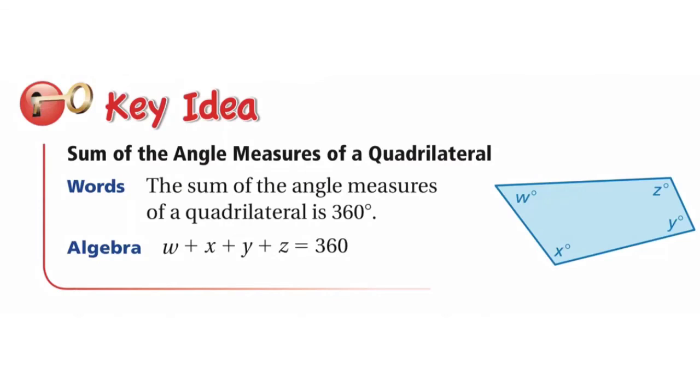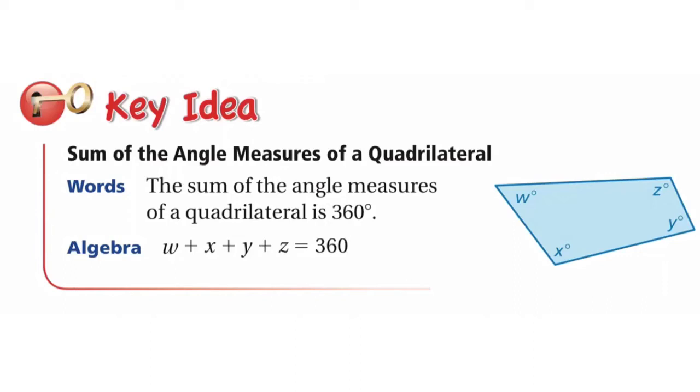The second key idea for this section is that the sum of the angle measures of a quadrilateral is always 360 degrees. Now, I don't often remember that, but what I do remember is that a square is a perfect quadrilateral, and a square has 90, 90, 90, and 90 for its angles, and that adds up to 360 degrees. So that way I can always remember that all quadrilaterals add up to 360 degrees.